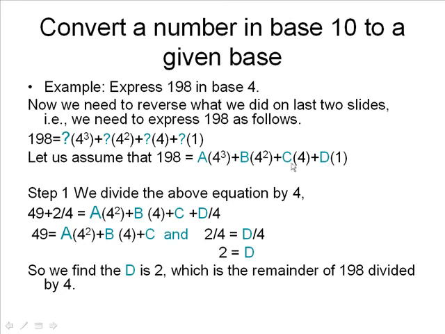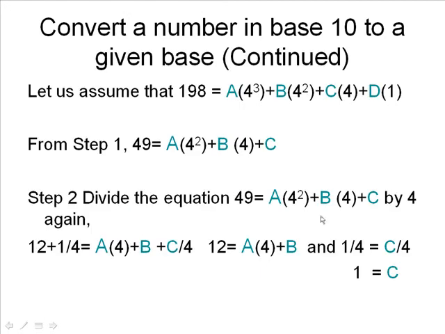Similarly, we can find out the other 3 digits, C, B, A. So let's look at this integral equation. Notice 4 squared and 4 are also multiples of 4, so we may divide by 4 again. So step 2, we look at this integral equation and divide by 4 both sides.